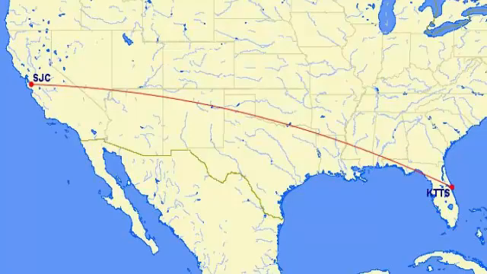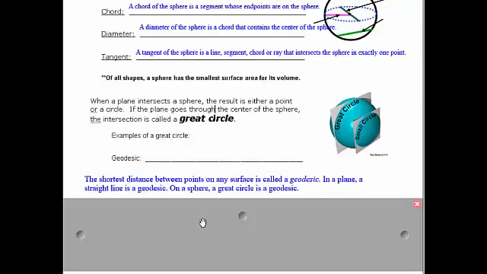The great circle is also very useful to pilots when they're trying to find the shortest distance between two locations. The shortest distance between points on any surface is called a geodesic. In a plane, a straight line is a geodesic. On a sphere, a great circle is a geodesic.